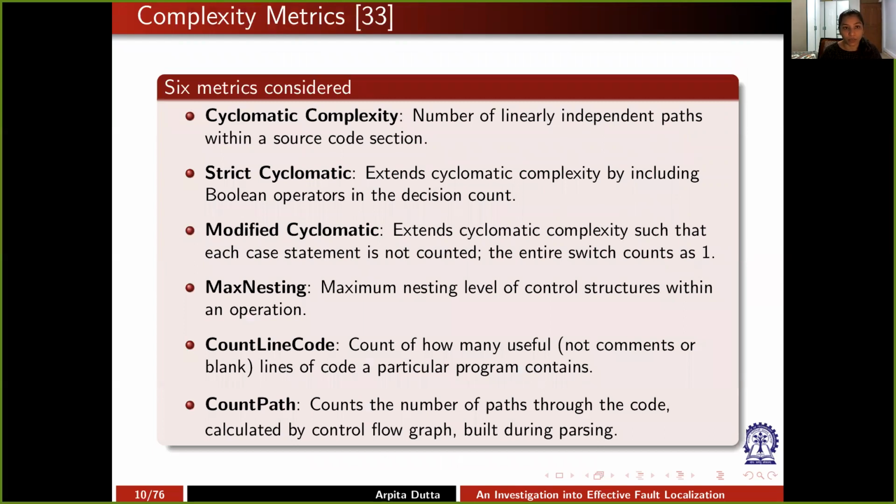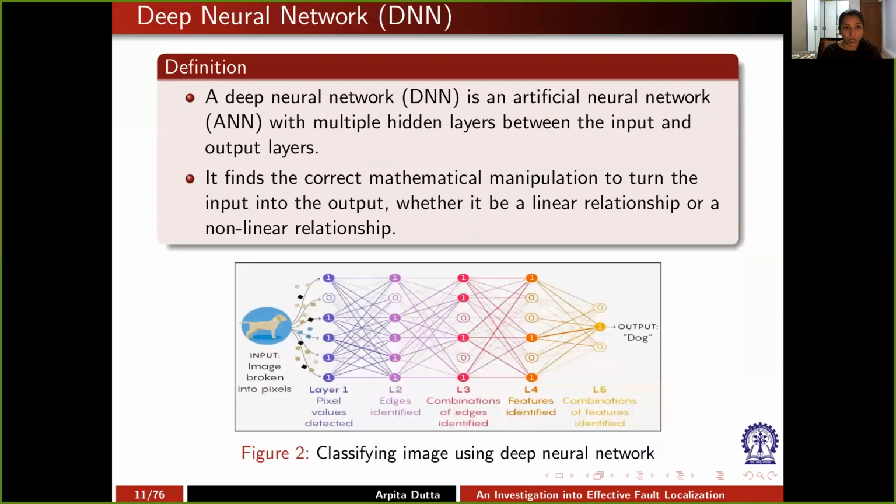Now, these are some of the complexity metrics that we have used in our work, like cyclomatic complexity, strict cyclomatic complexity, and modified complexity. Max nesting shows the maximum level of control structure within an operation, along with count line code and count path. Now, what is a deep neural network? We all know that it is a type of ANN with multiple hidden layers which maps input to output by formulating a correct mathematical formulation. For example, it classifies a dog image as a dog.